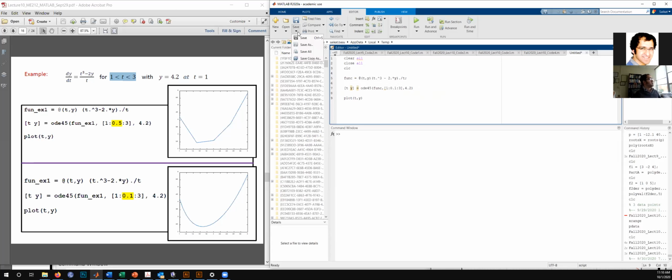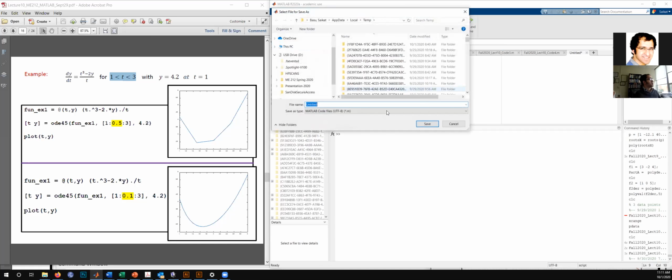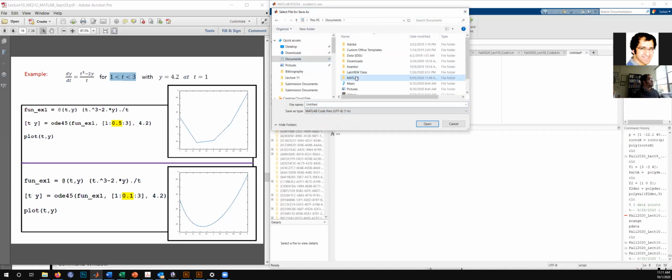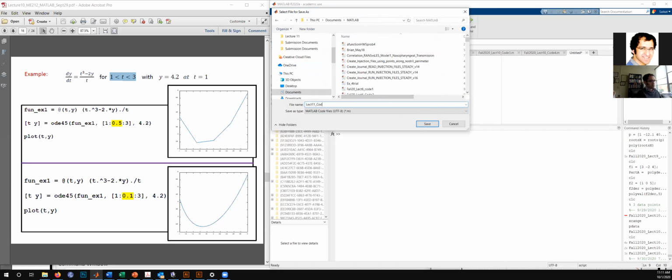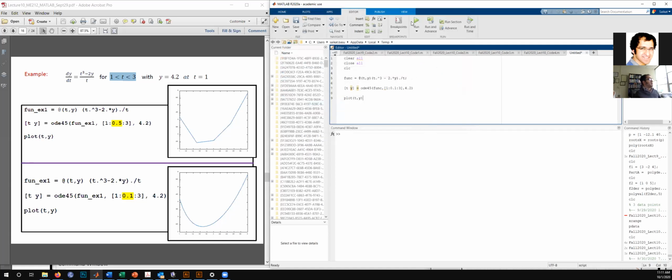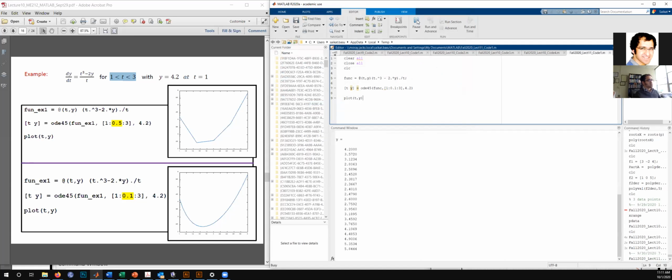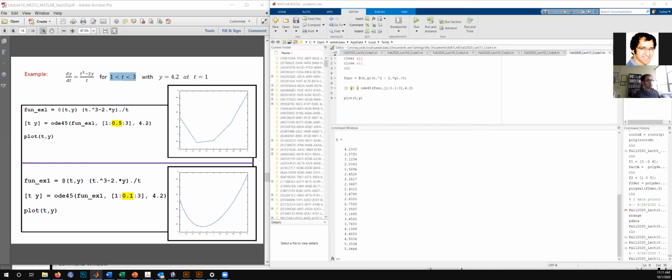So let's save this. This is select 11 code 1 fall 2020. If I now run this, see, this is what I get.